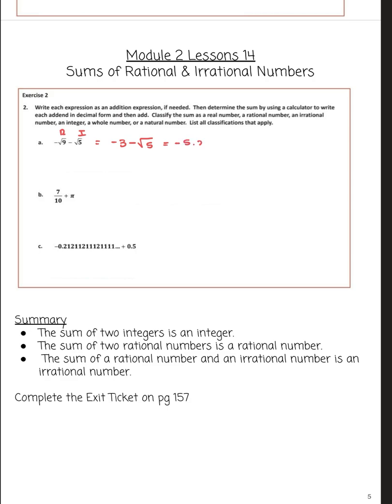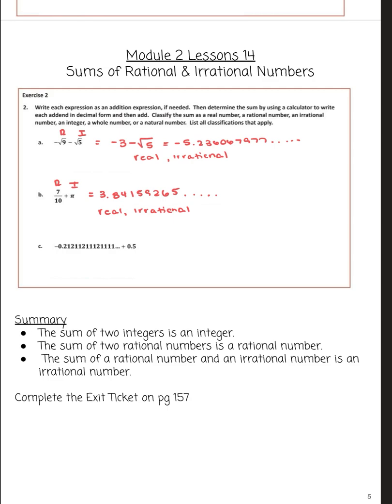We get negative 5.236067977. So we know that this is real and irrational. Again, we have pi, so we know that 7 over 10 is rational and pi is irrational. So we put this into the calculator, we get 3.8415925, which is also going to be real and irrational. Please do not be afraid to use your calculator. You do not have to do all of this by hand.